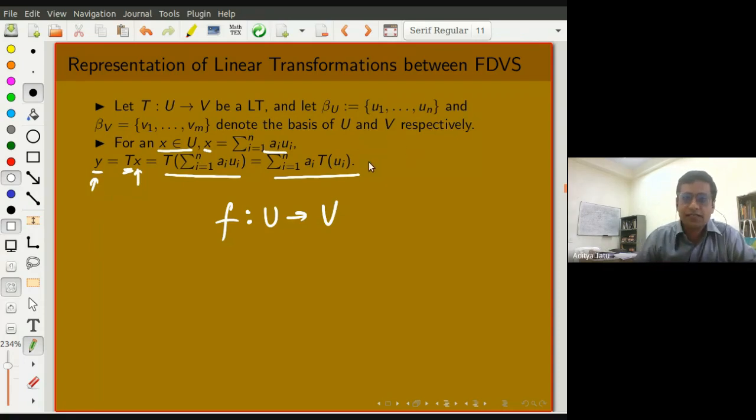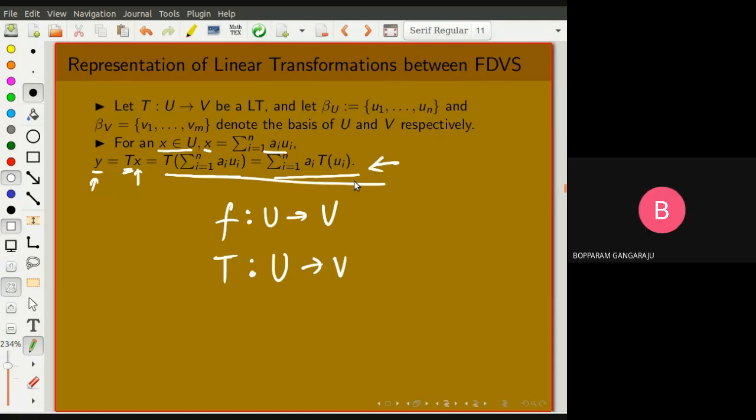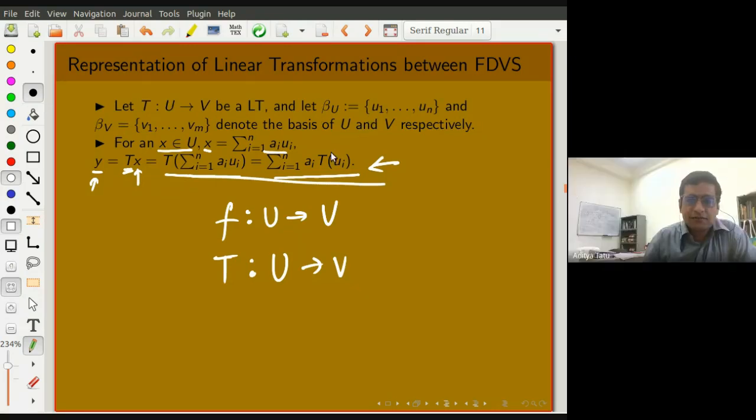Compare this with this equation, where the function between these two vector spaces U and V is also given to be linear. In that case, if I want to specify what T is, what can we conclude from this particular equation? We should specify what it does to the basis of the first vector space. Great. You can see that once I know what T(U_i) is, I know everything there is to know about T.